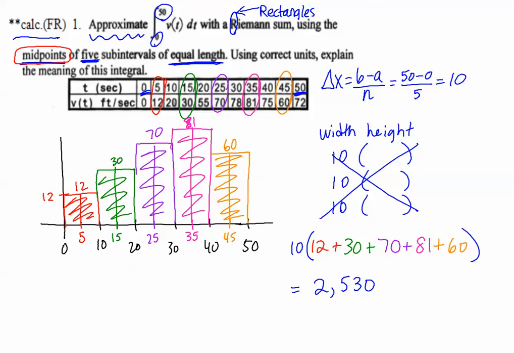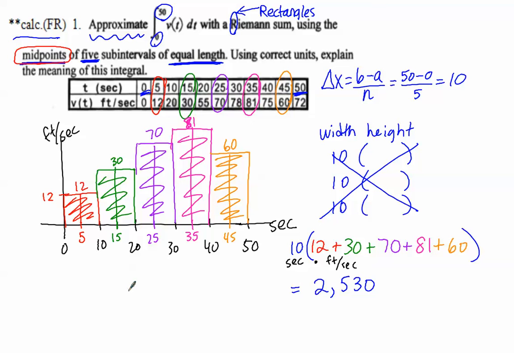We should at least start by looking at the units. What are we multiplying together? Our x-axis right here is the time, and that's in seconds. So our change in x, the 10, represents seconds, and then the height is in feet per second. This is feet per second. So each of these y values that we're multiplying are feet per second.